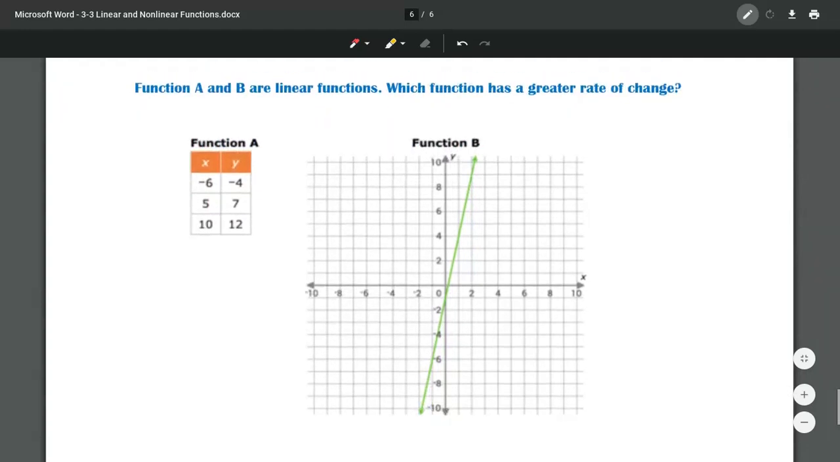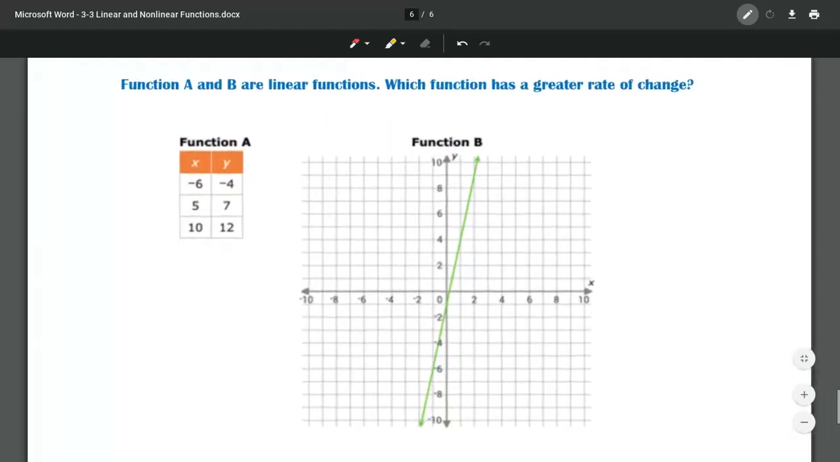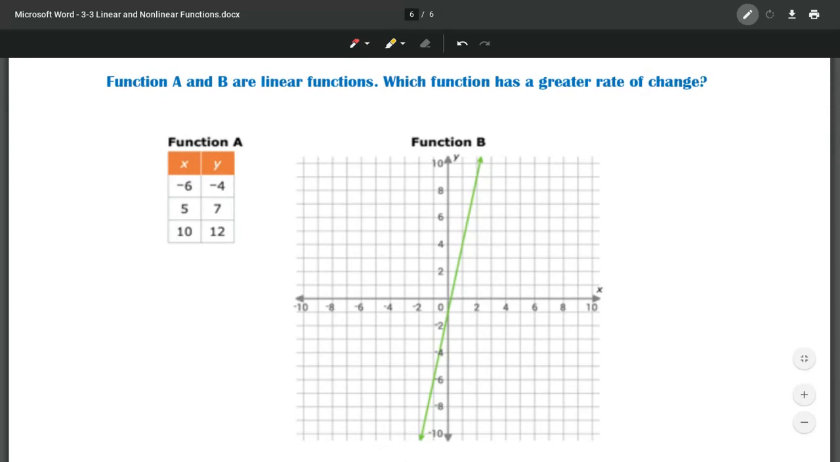Now let's apply what we just reviewed. Functions A and B are linear functions. Which function has a greater rate of change? So they are asking you for that slope, okay? Looking at the table, I'm going to find the rate of change by finding the difference between the two y's over the difference between the x's. Since it says it's a function, we know that from one number to another it's going to be a constant, okay?